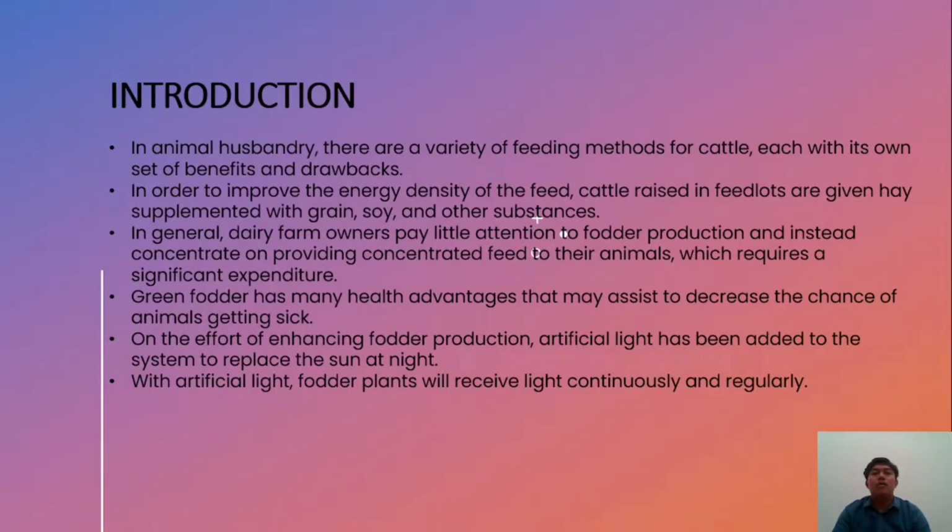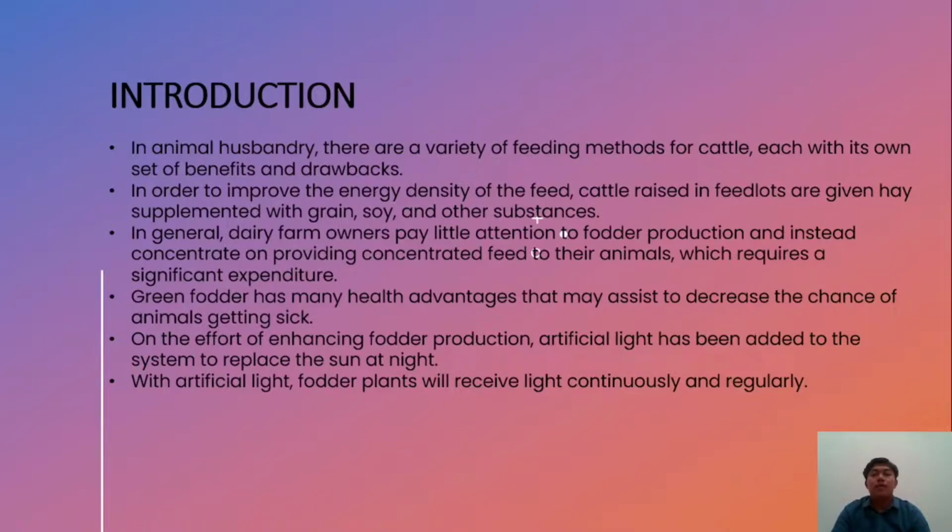For the introduction, in animal husbandry, there are a variety of feeding methods for cattle, each with its own set of benefits and drawbacks. In order to improve the energy density of the feed, cattle raised in feedlots are given hay supplemented with grain, soil and other substances. In general, dairy farms pay little attention to fodder production and instead concentrate on providing concentrated feed to their animals, which requires a significant expenditure.